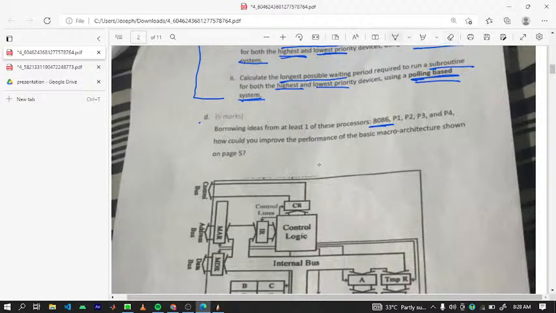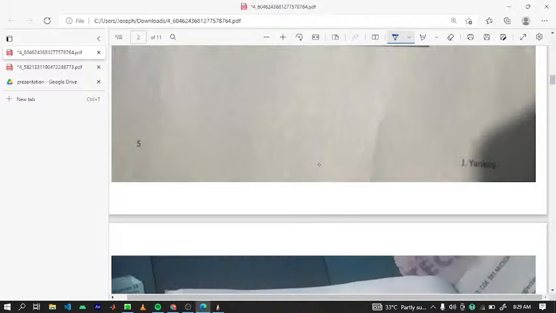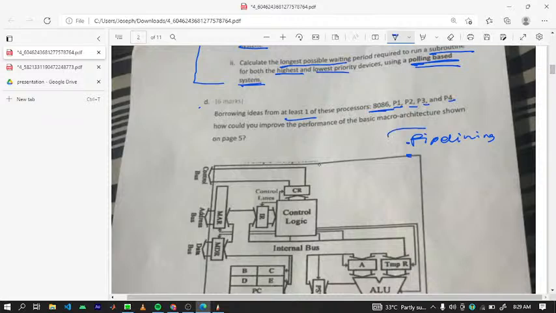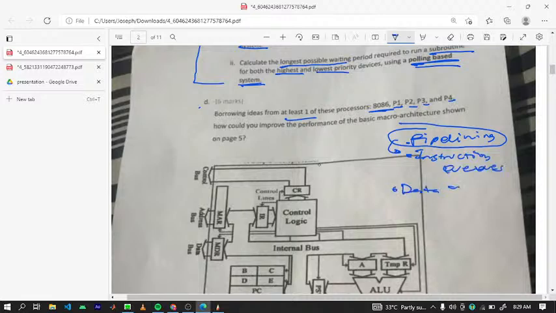So they're asking about borrowing ideas from at least one of these processors, x86, P1, P2. We're not going through this in class, but the question can still come because Chris told us so. So we have pipelining. Pipelining is also the same as multi-instruction queues. You understand? That's the same thing as pipelining. You can also have data and code segmentation.